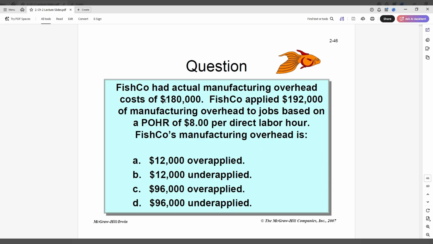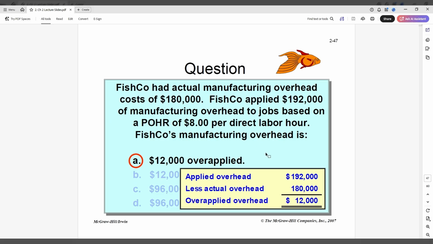Okay, so again, let's go back to Fishco. Let's say we had actual overhead costs of $180,000. We applied $192,000 of overhead to jobs based on our predetermined overhead rate of $8 per direct labor hour. And so if actual overhead was 180 and applied was 192, that means that our applied was higher than our actual. That means that we were over applied, right?